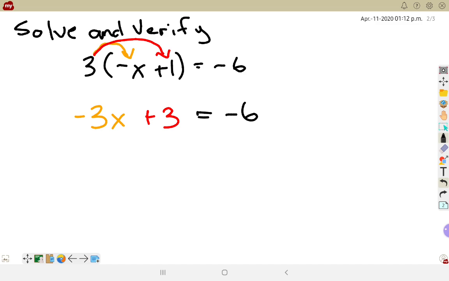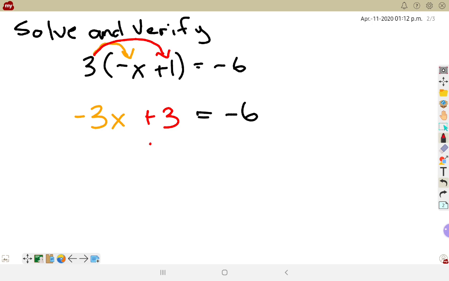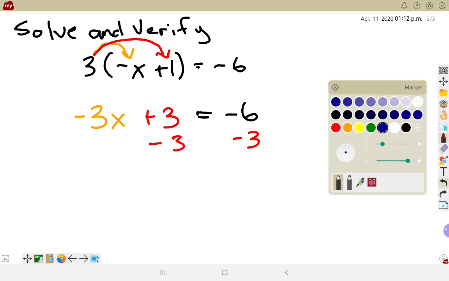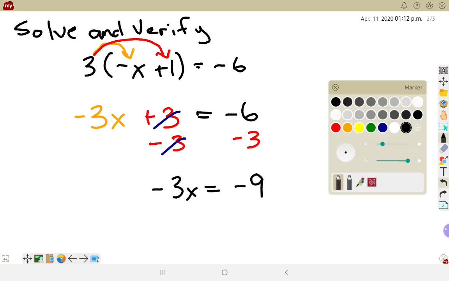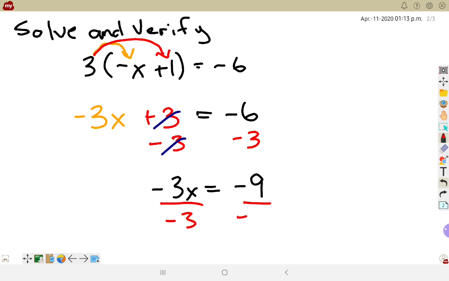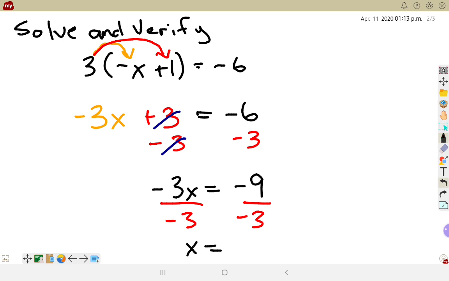My opposite operation is going to be to get rid of that constant first, so I'm going to subtract 3 from both sides because currently I'm adding 3 on both sides. My 3's on the left are going to cancel out, and we're left with negative 3x is equal to negative 9. Then I'm going to divide both sides by negative 3. When we divide both sides by negative 3, we get that x is equal to positive 3, because negative divided by negative turns into a positive.